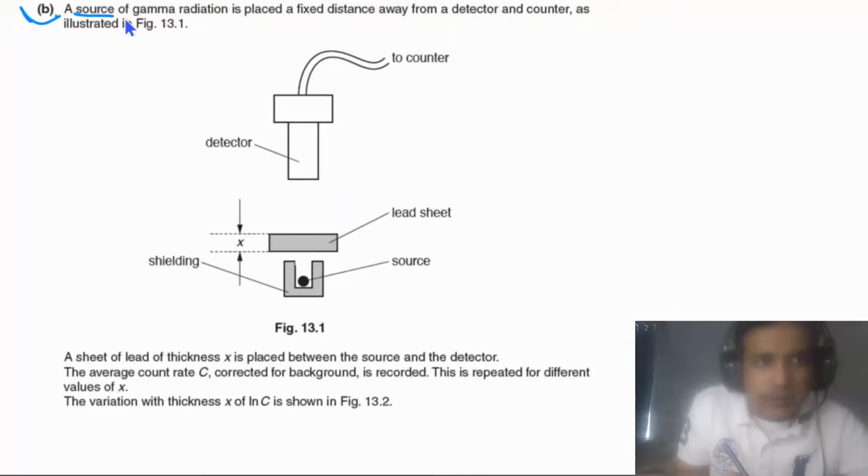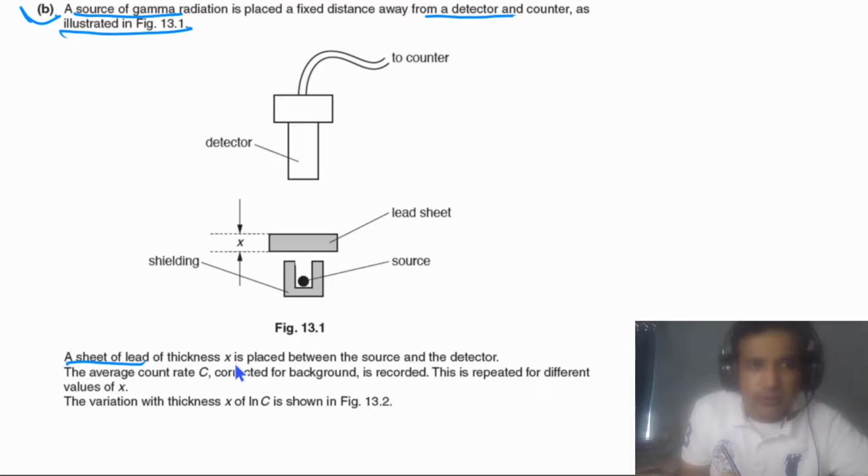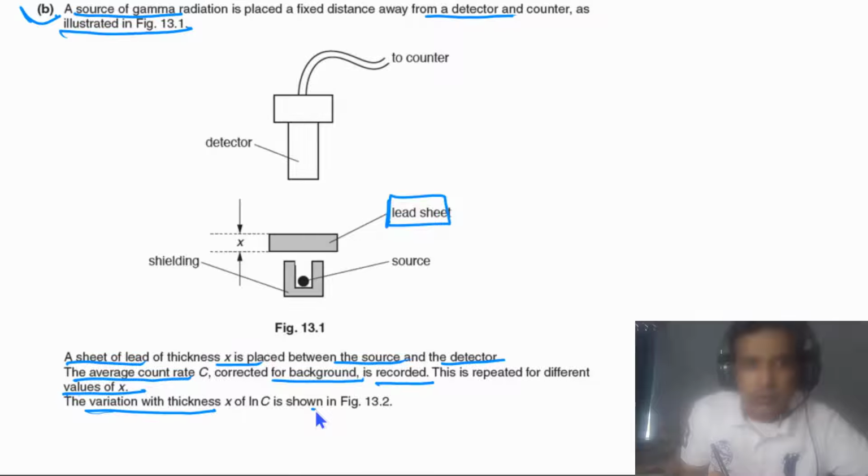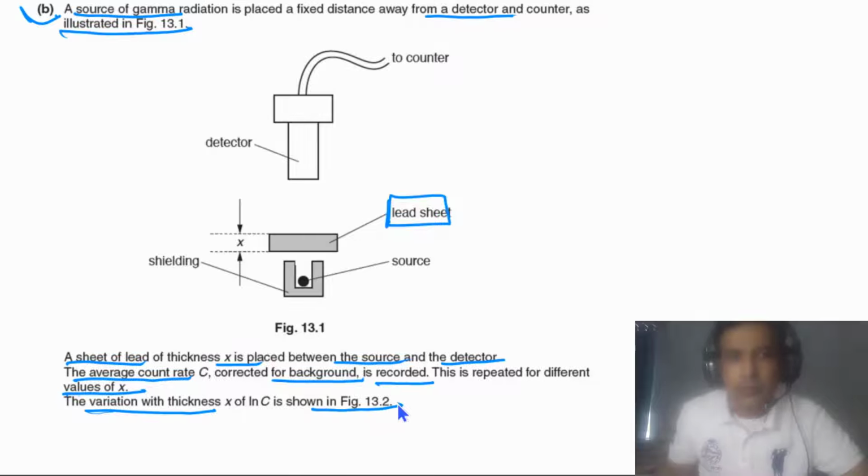Question B says a source of gamma radiation is placed a fixed distance away from a detector and counter as illustrated in figure 13.1. A sheet of lead of thickness X is placed between the source and the detector. The average count rate capital C corrected for background is recorded. This is repeated for different values of X. The variation with thickness X of ln C is shown in figure 13.2.